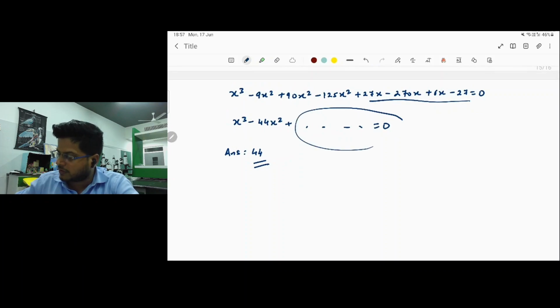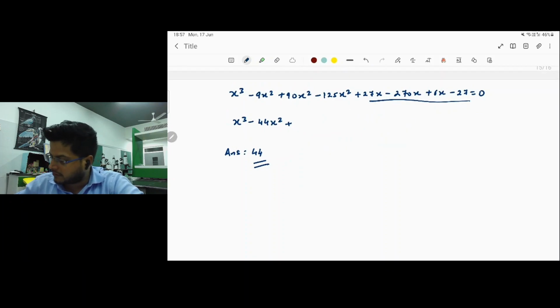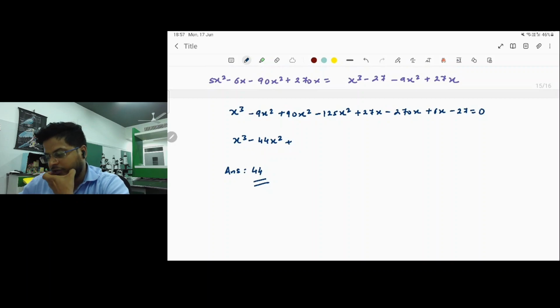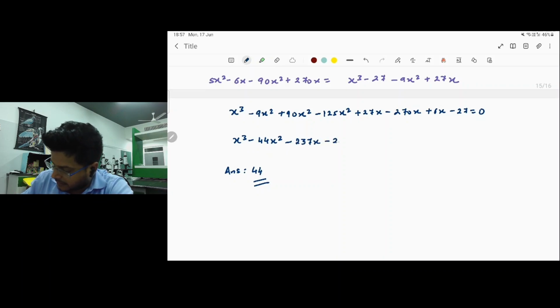So this thing I want you to calculate. I myself can calculate: 27 and 6 will give you 33, and minus 270. If 35 would have been there, we would have got minus 235, additional 2, so minus 237, and minus 27 equals 0. So just check this part in case any error is there.